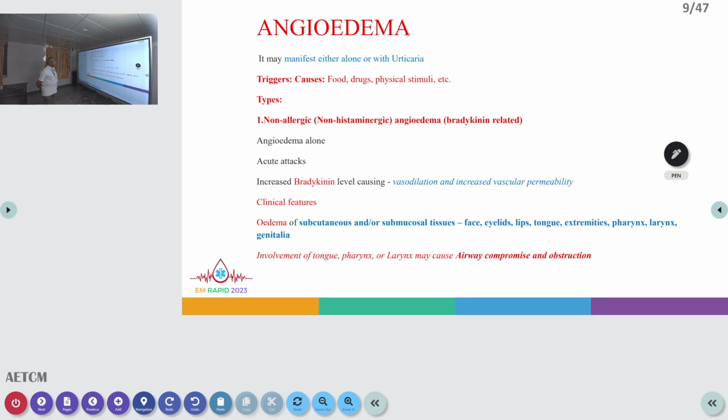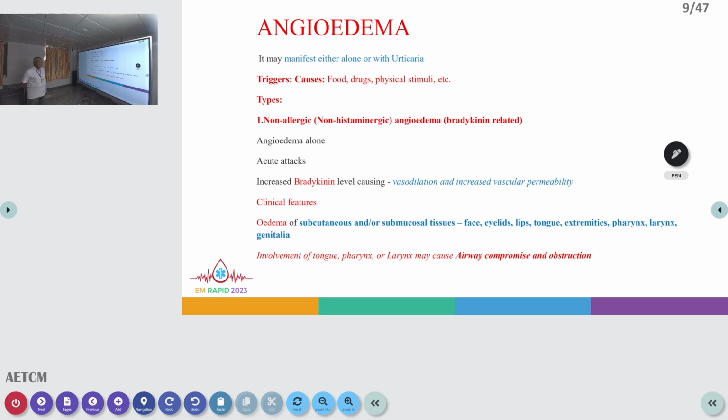Then comes angioedema. Again, it may manifest alone or along with urticaria. The causes are almost the same: food, drugs, physical stimuli. There are different types of angioedema. One is non-allergic, non-histaminergic angioedema, which is bradykinin related. Here the manifestation is only angioedema, with no accompanying urticaria. This is an acute attack with increased bradykinin level.